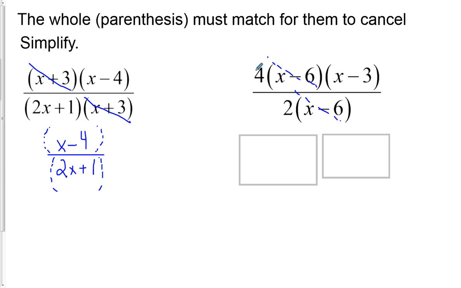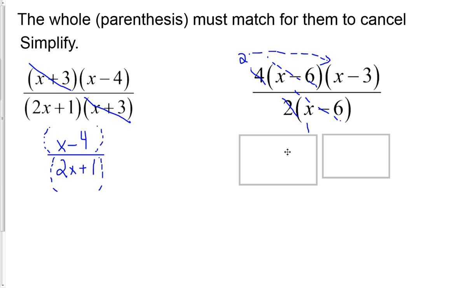4 and 2 are the old cancel from the fraction ones, right? 2 goes into 4 2 times. So divide by 2, divide by 2. Because both of these things are gone, it's like they're over 1, right? So now I have 2, and whatever's left over we multiply. I've got 2 and x minus 3.